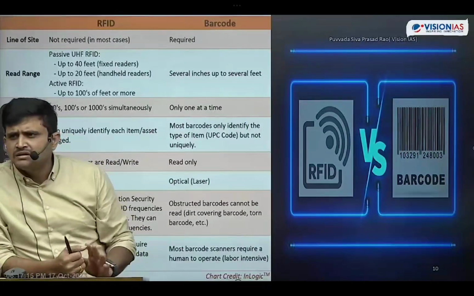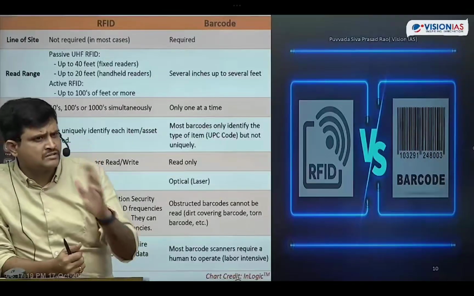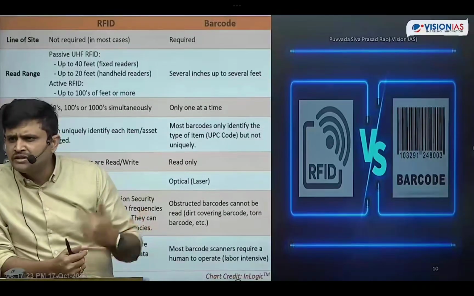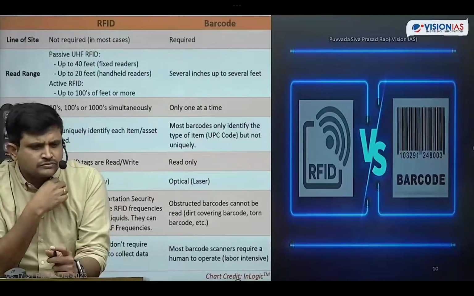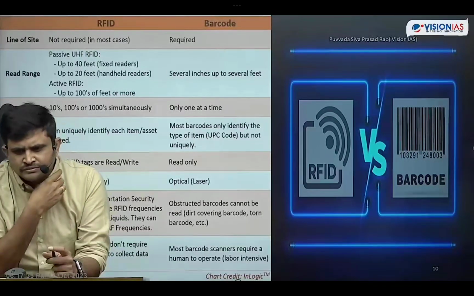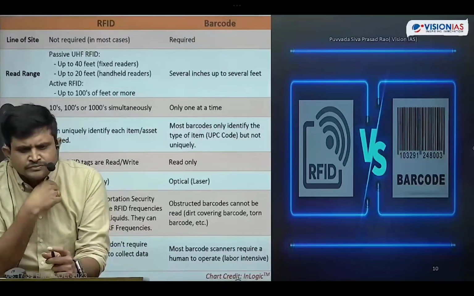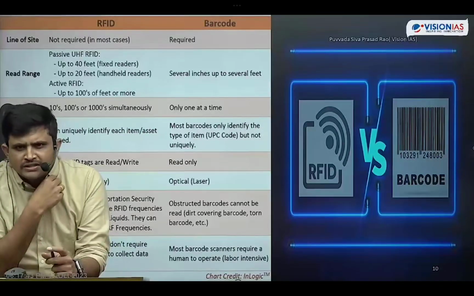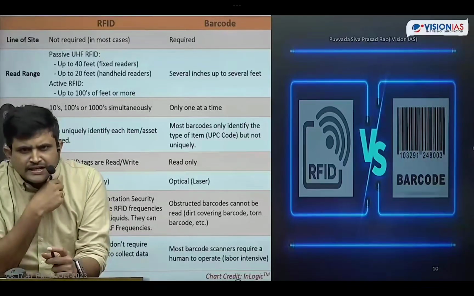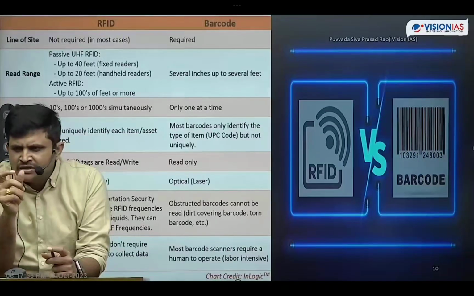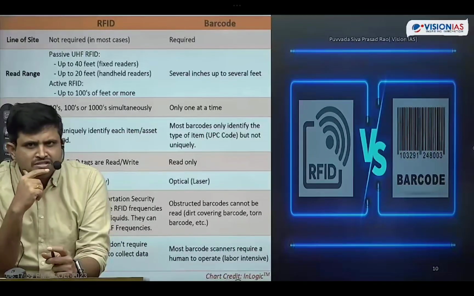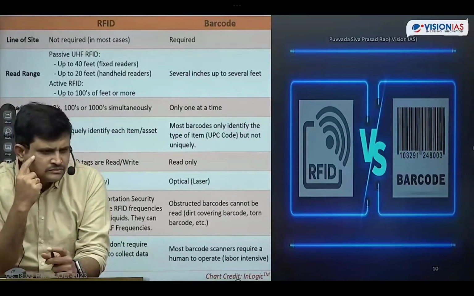So unique identification is possible for each and every asset with RFID, and unique identification is not possible in the case of a barcode. Write that point. In RFID, each and every asset can be identified uniquely. But in a barcode, unique identification of assets is not possible.